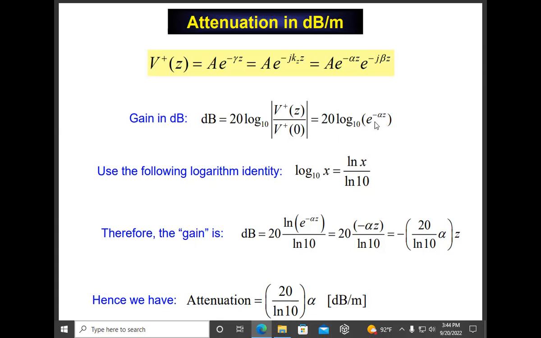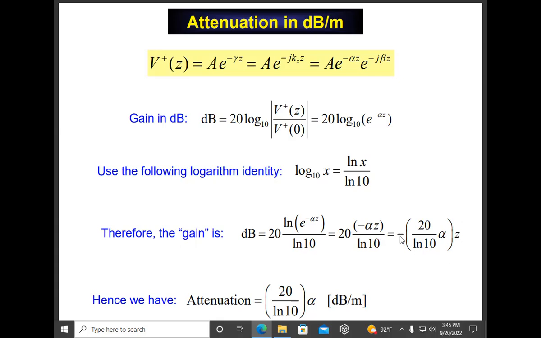Now, it's convenient to use just a log identity. You can look this up in a math handbook, but there's a nice little log identity that says log base 10 of anything is natural log over log 10. So why don't we take advantage of that? So 20 log 10 of this thing, which is what I need right here, can be written as log of it divided by log 10. Now you see why that's convenient, because now I've got log of e to the something, right? The log undoes the e, of course, so you just get minus alpha z. Okay. All right, and then just rearranging it slightly, pulling out the z, it looks like this.